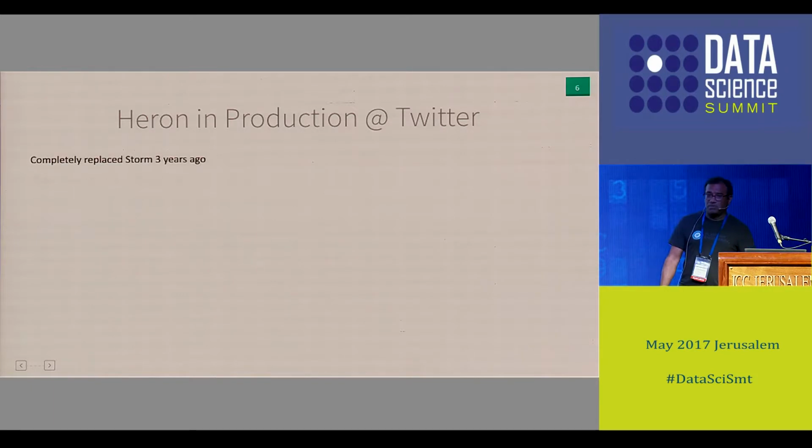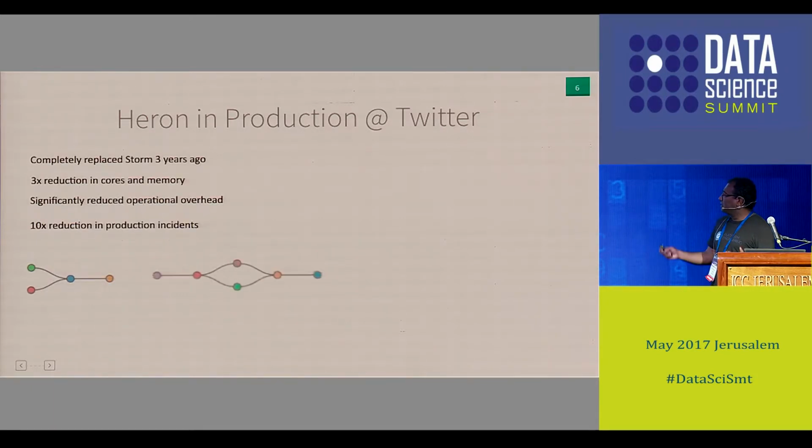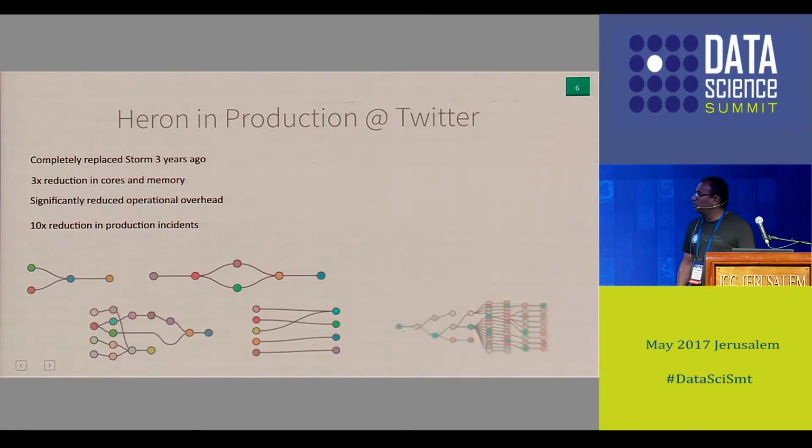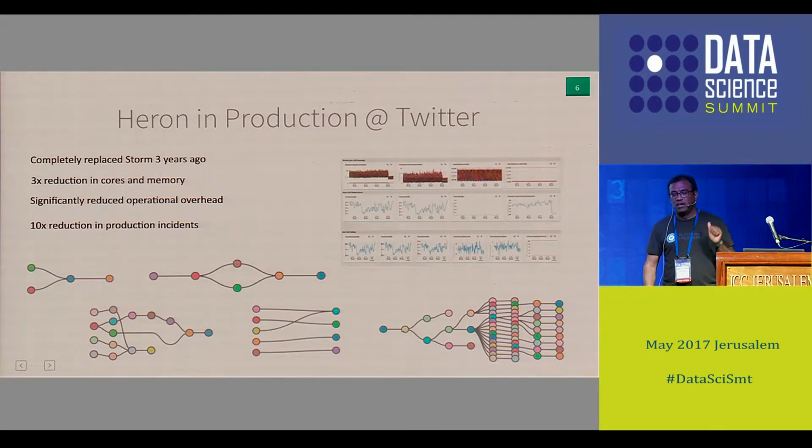So Heron has been running in production for nearly 3 years. It completely replaced Storm 3 years ago at Twitter, with a 3x reduction in cores and memory. After we got Heron into production, we reduced the number of nodes from around 3,600 to just 1,000 nodes, and it has significantly reduced operational overhead.